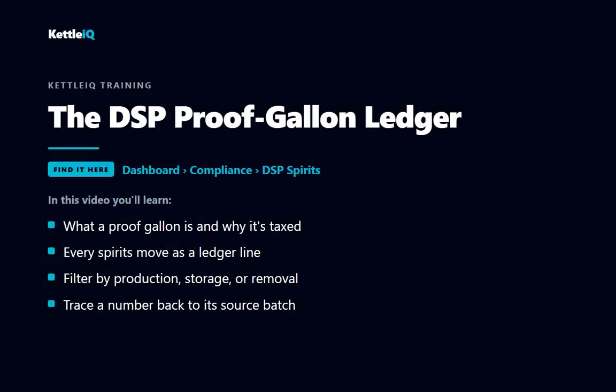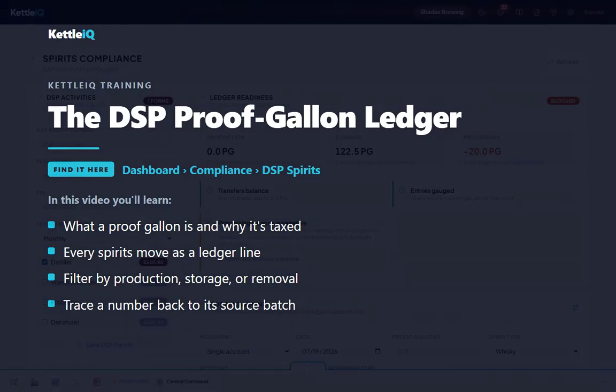Reading the DSP proof gallon ledger in KettleiQ. In this short training, I'll show you how every spirits movement lands as a line, how to filter by transaction type, and how to trace a number back to its source batch. Let's take a look. You'll find this under Compliance, DSP Spirits from your dashboard.